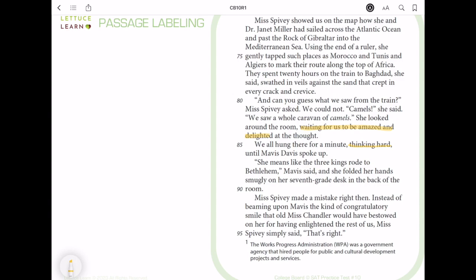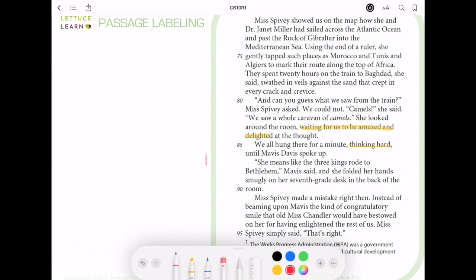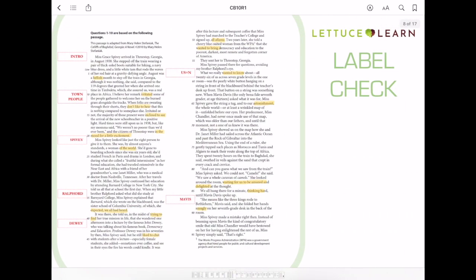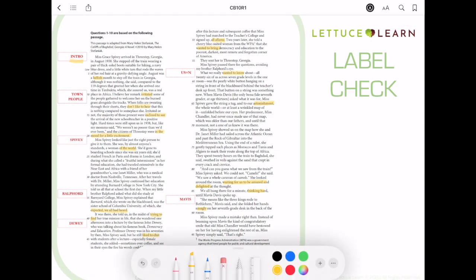So clearly something didn't work out there. And one of us, Mavis, seems to be smug. And that's it. So let's check the labels we put on this passage and make sure we see the overall structure. It looks like this passage starts with an introduction to the town and its people, then describes Spivey and her history, and then talks about the narrator's responses to Spivey. If you have your labels similar to something like this, then awesome.